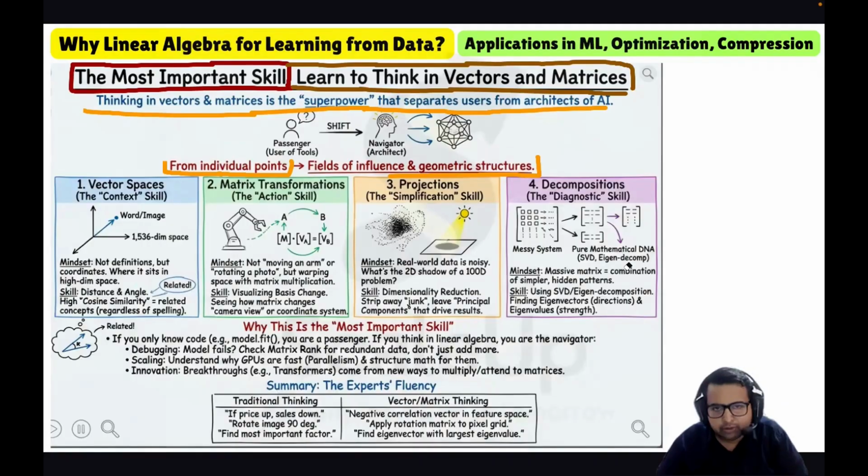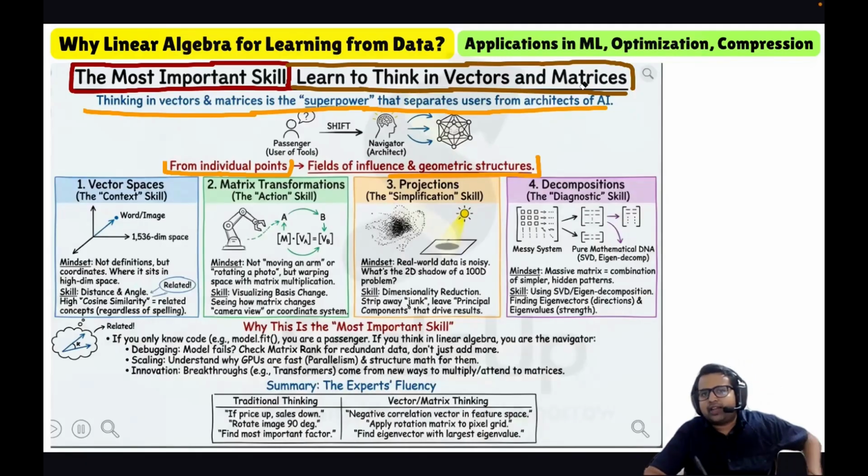We should think in terms of projection, the simplification skill. The tool is to do the dimensionality reduction. We should think in terms of decomposition, the diagnostic skill. The tool is singular value decomposition, principal component analysis, or the eigen decomposition.